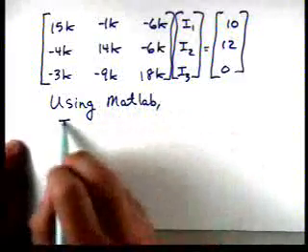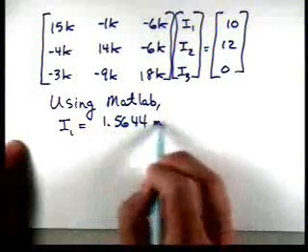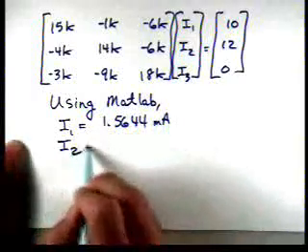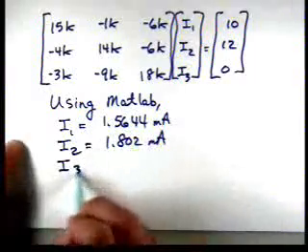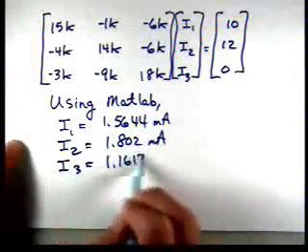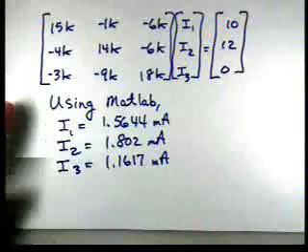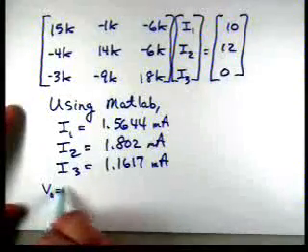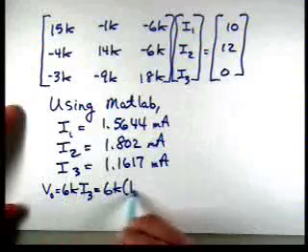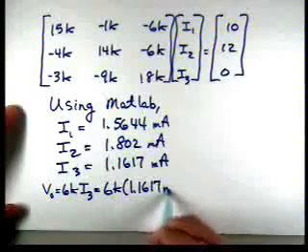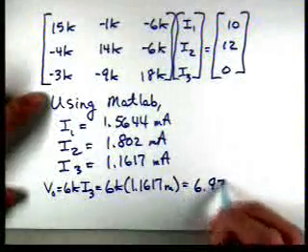we get the following. I1 is 1.5644. I2 is 1.802. And then I3 is 1.1617. Okay, so there are our mesh currents. And now, if you'll remember from the circuit, V0 is 6K I3. So that's 6K times 1.1617 milli, which gives us an answer of 6.97 volts.